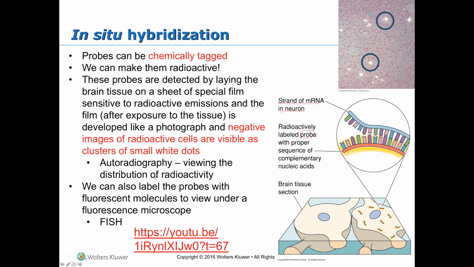So if you didn't want to do autoradiography, or if you don't want to mess with radioactive emissions or radiation, you could also label the probes with fluorescent molecules to view under a fluorescence microscope, and this is what's known as FISH, or fluorescence in situ hybridization.